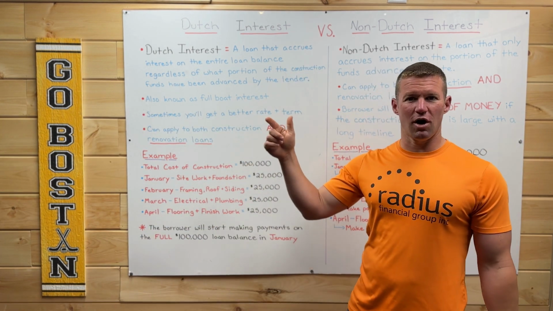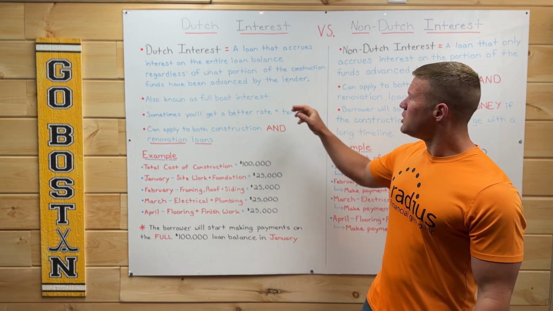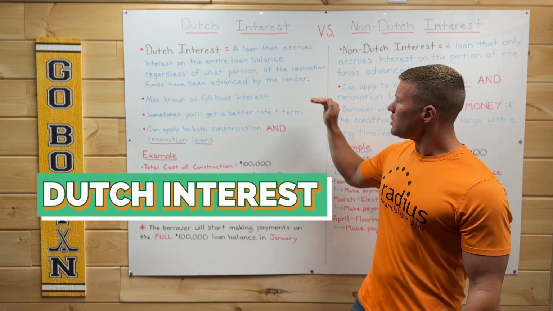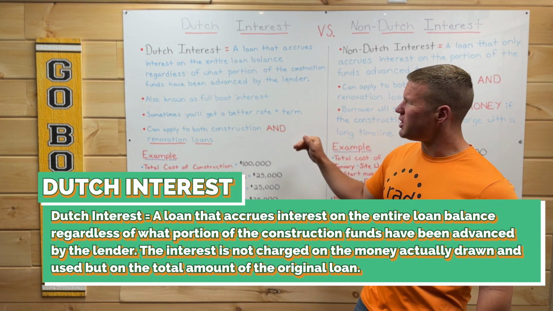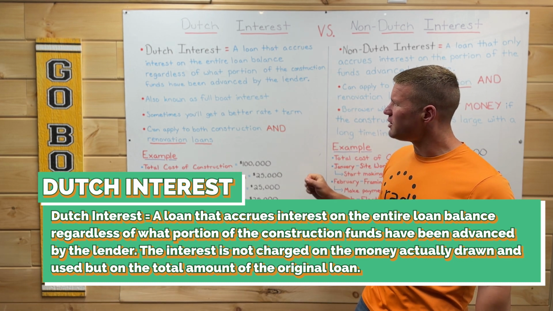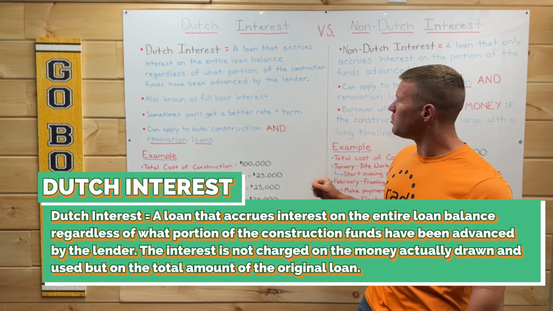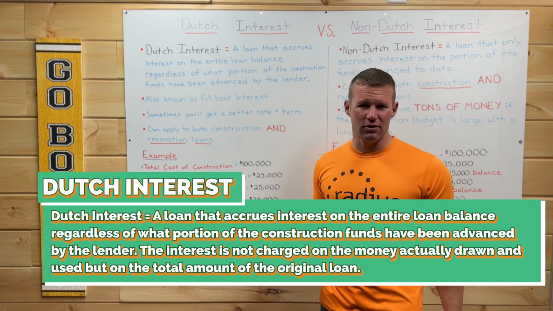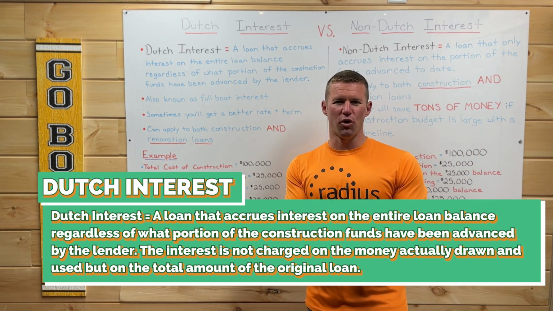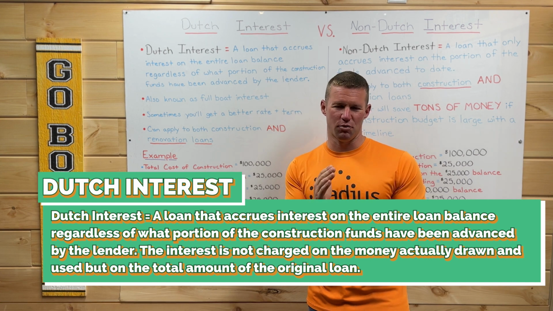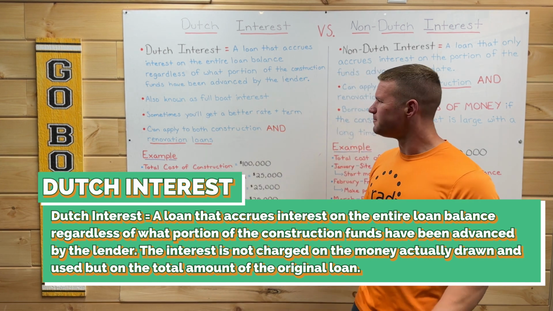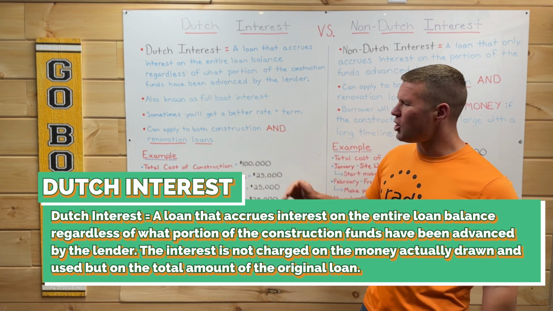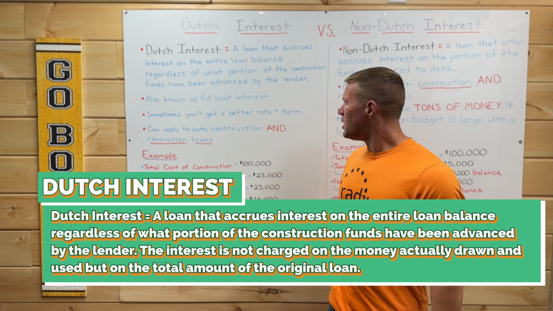All right, let's start off with Dutch interest first. So, Dutch interest is a loan that accrues interest on the entire loan balance, regardless of what portion of the construction funds have been advanced by the lender. Don't worry, if you don't understand that definition, we're going to talk about it more. Stick with me. This is also known as full boat interest.